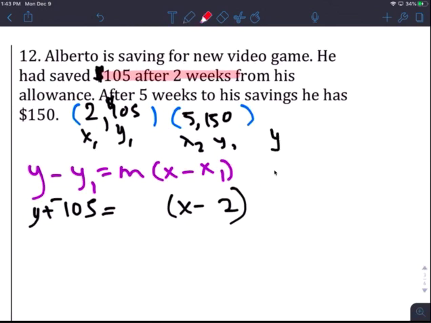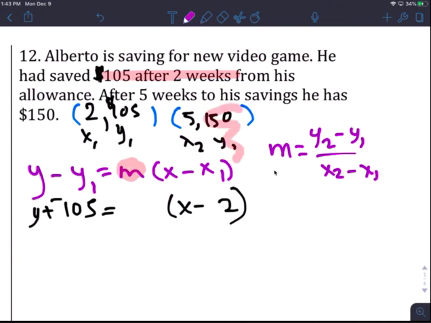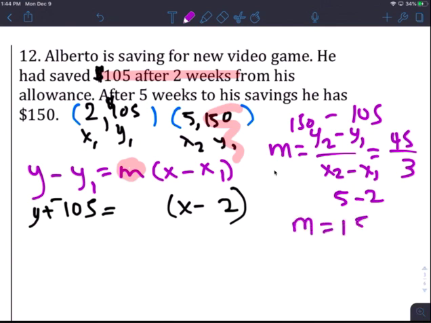And then we need to find m here, okay? We need to find m. M stands for rate of change or slope. It's y sub 2 minus y sub 1 over x sub 2 minus x sub 1. So 150 minus 105. So it's 45 over x sub 2 is 5 minus 2, which is 3. Okay, that goes in 15 times, so m is 15.